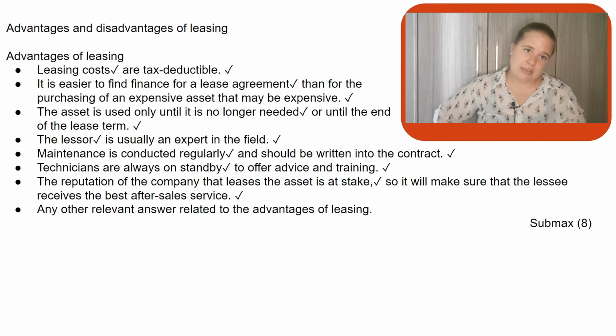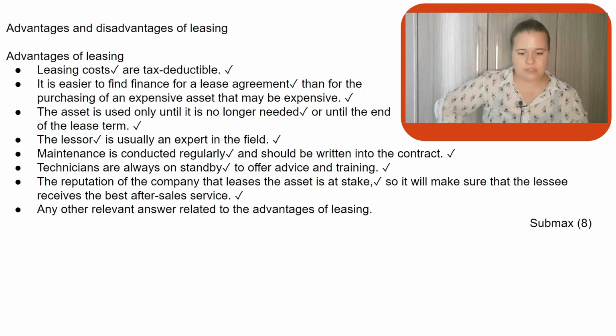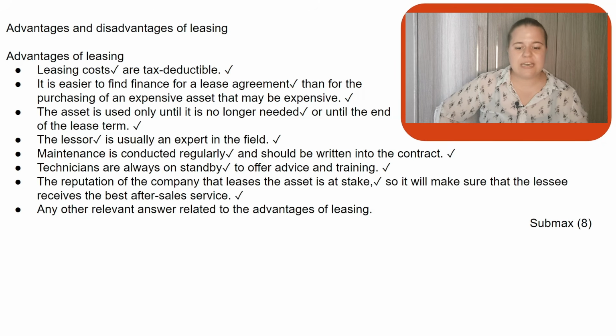Then the advantages and disadvantages of leasing. For the advantages, we are maxing it at 8, so we need 4 bullets. Advantages. Leasing costs are tax deductible. It is easier to find finance for a lease agreement than for purchasing an asset that may be expensive. The asset is used only until it is no longer needed or at the end of the lease term. The lessor is usually an expert in the field. Maintenance is conducted regularly and should be written into the contract. Technicians are always on standby to offer advice and training.